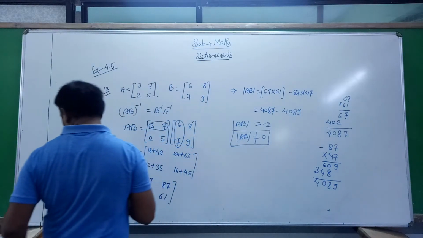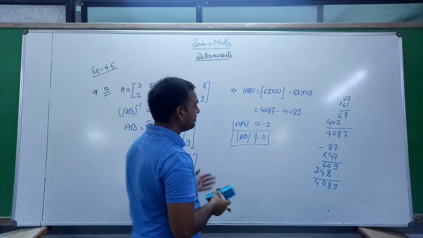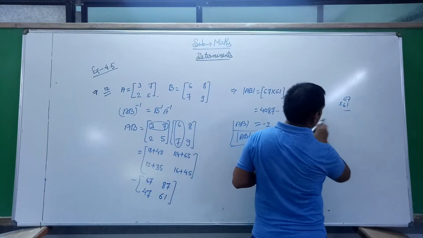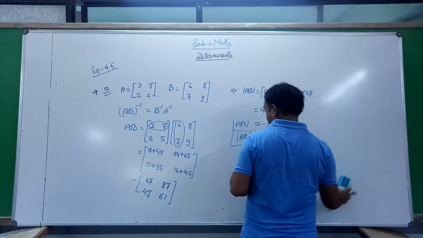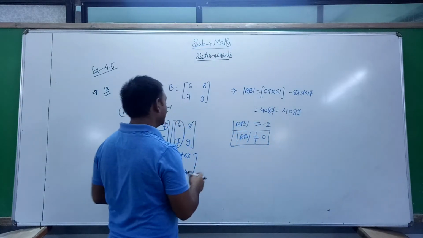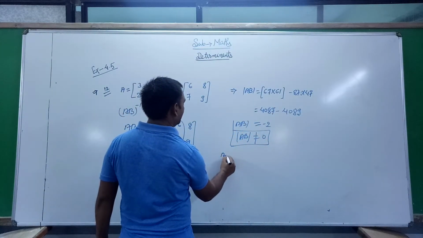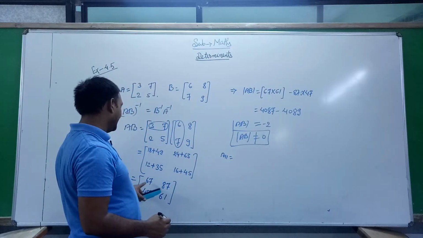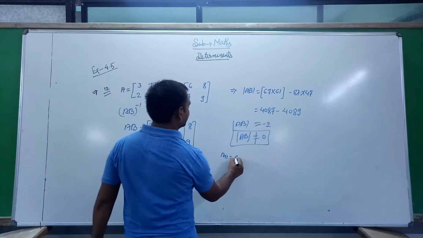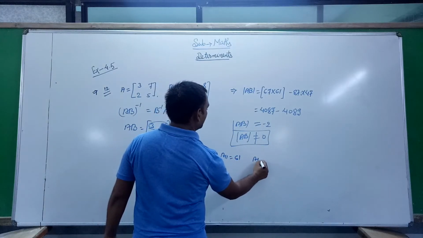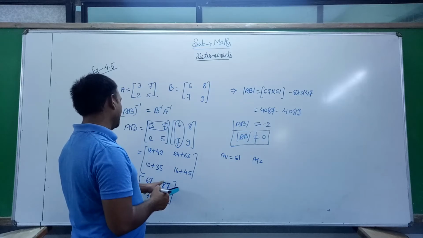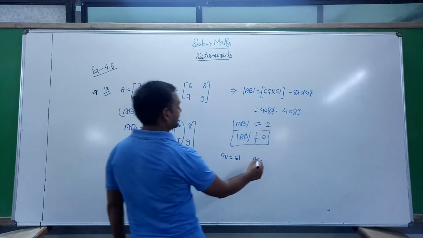After that you find the adjoint of A, the Aij. First you find A11. Here you take the elements: A11 is equal to, you remove the first row and first column, it is 61. Then A12: you remove the first row and second column, so this is minus 47.